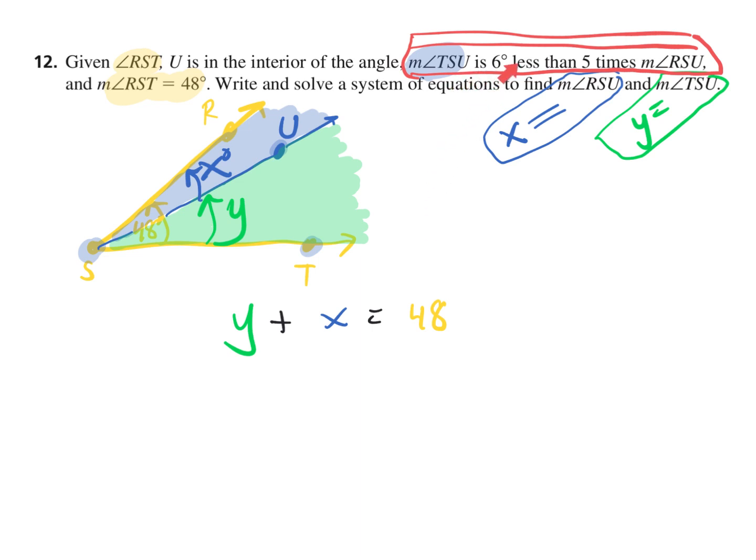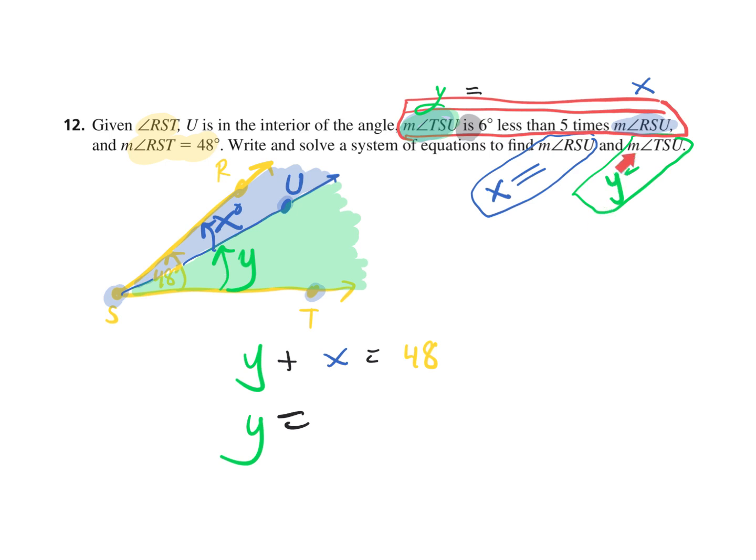And then the algebraic translation says the measure of angle TSU, which is y, right? The word is always translates to equals. So we have y equals, and now we need 6 less than 5 times RSU. And RSU is x. So how do we represent 6 less than 5 times x? Well, 6 less than means we have to subtract 6 and make something 6 smaller. Subtracting 6, making something 6 smaller is 6 less than. So we want to be 6 less than 5 times x. So we'll write that there.